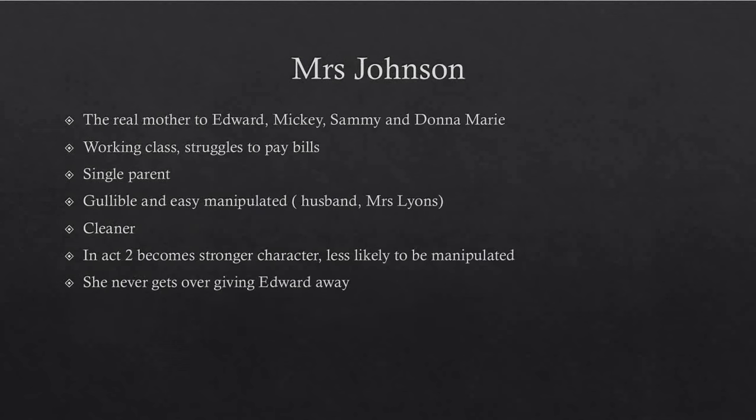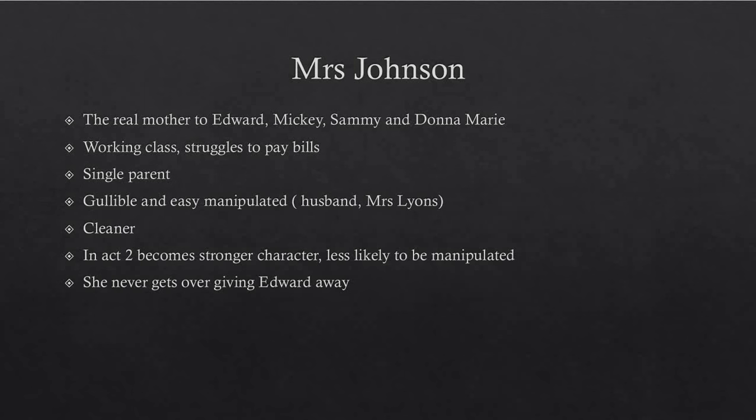Mrs. Johnson. She is the real mother to Edward, Mickey, Sammy, and another character, Donna Marie. She's a working class character. She struggles to pay the bills. She's a single parent. We learn at the very beginning in the Marilyn Monroe song that she comes across as quite gullible. She's easily manipulated. Her husband says she dances like Marilyn Monroe. She reminds him of Marilyn Monroe and she falls for it.